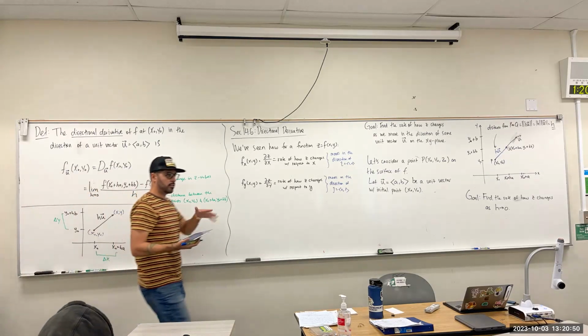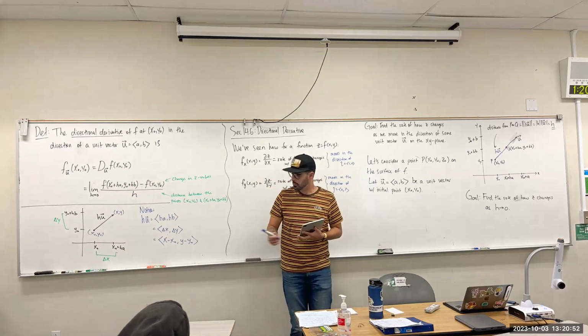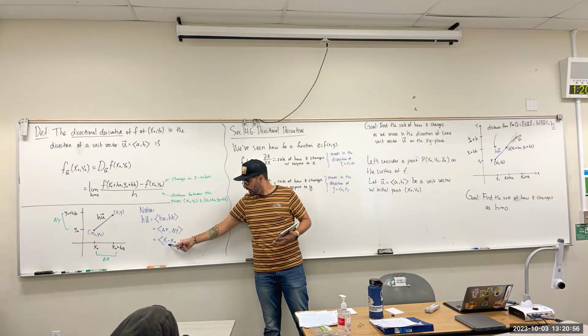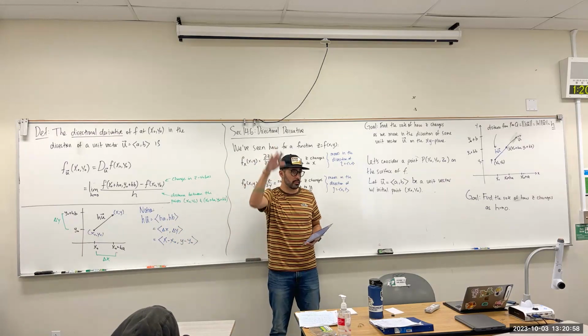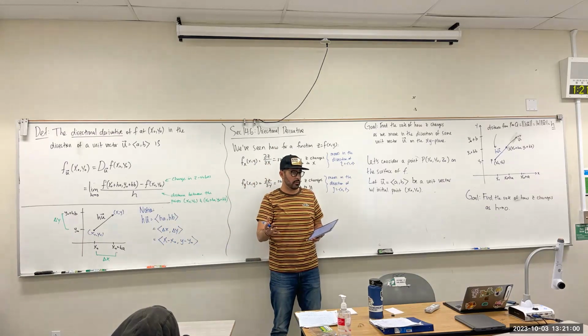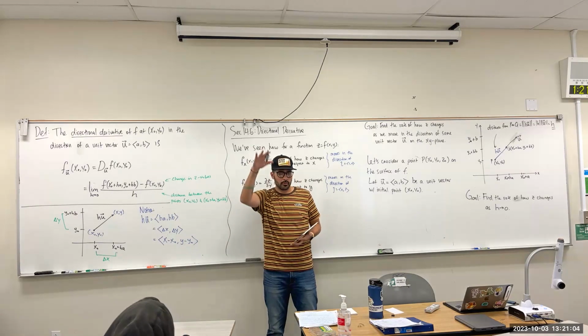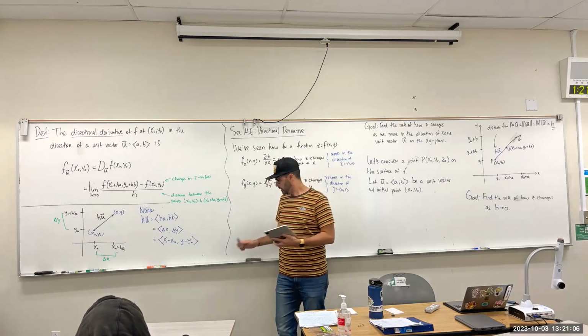Here's where this gets a little bit lost in the textbook. These three things, HA, delta x, and x minus x naught, all represent the same thing. We're just writing them in different ways. HB, delta y, and y minus y naught will also represent the same thing.